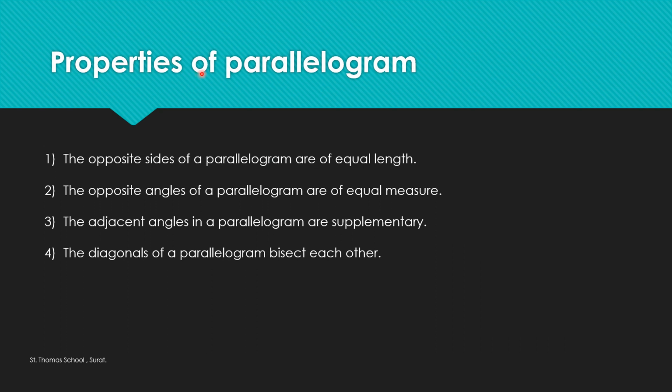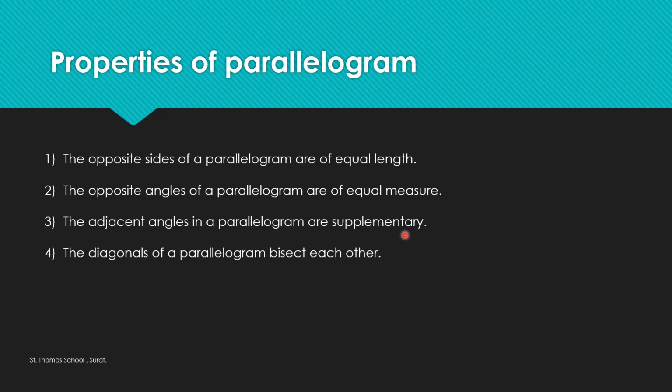Now, properties of parallelogram. Page number 47, you can see one property, that is the opposite sides of a parallelogram are of equal length. So, in a parallelogram, opposite sides are equal. Clear? The next property, that is second one, you can open it, page number 48. The last one, before try this, you can see that the opposite angles of a parallelogram are of equal measure. So, in a parallelogram, opposite angles are equal. So, here first one, opposite sides are equal. Second one, opposite angles are equal. And third property, that is in page number 49, the adjacent angles in a parallelogram are supplementary.